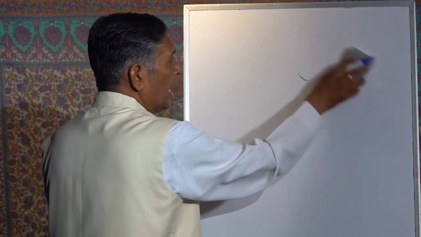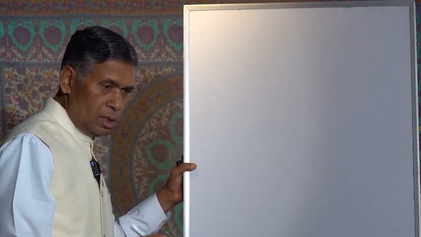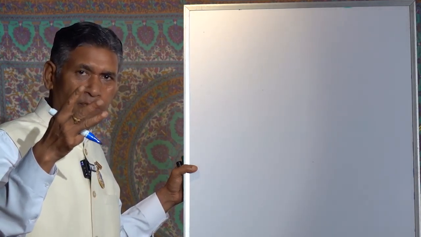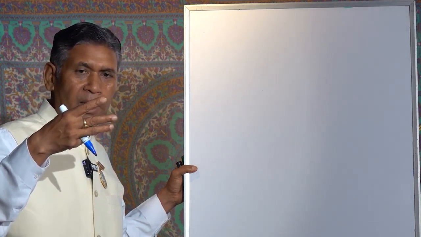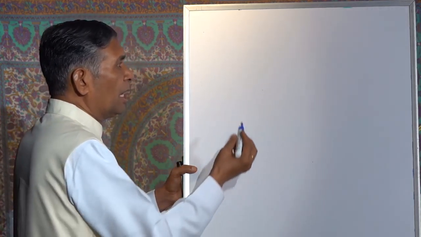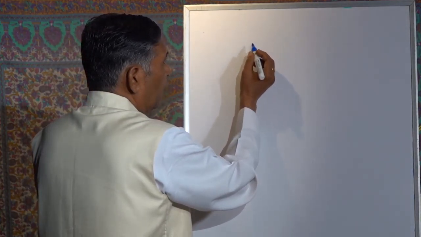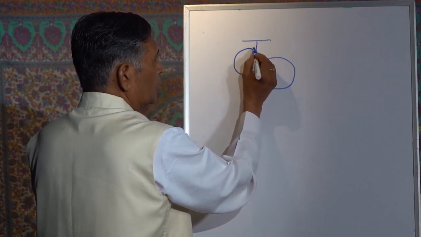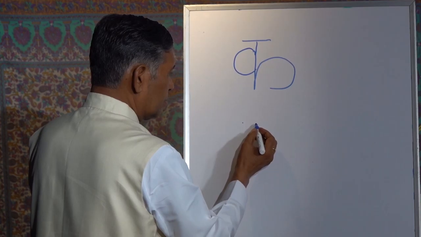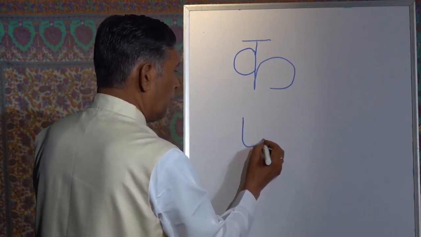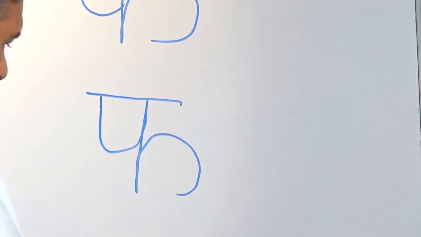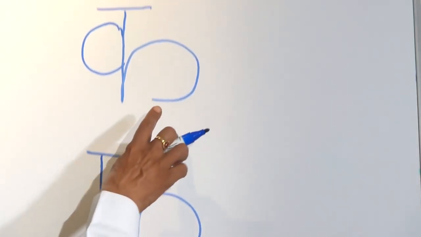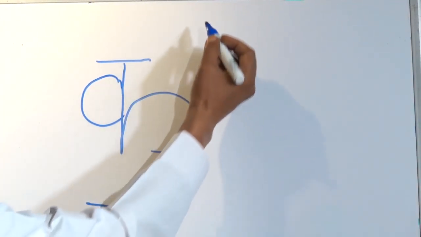And I have told you about this: these consonants come into use for a short form, the half letter. I have told you three things in previous classes, three methods of how we can make a letter half, for a few letters that have the tail. One is ka, second is pha, and one is ha.